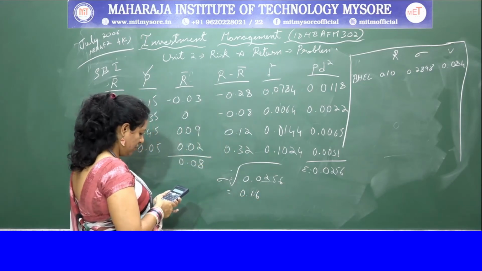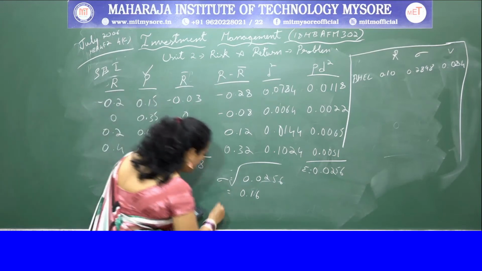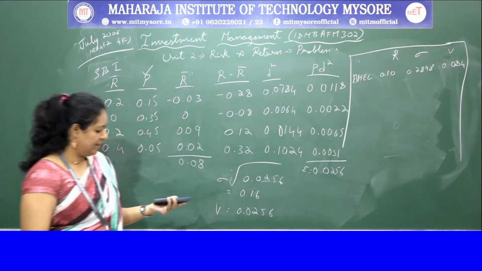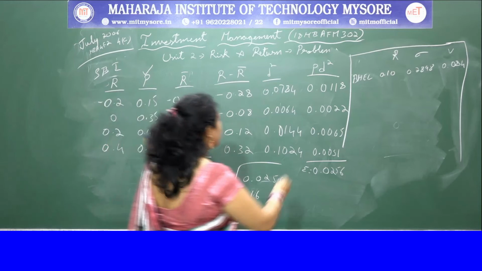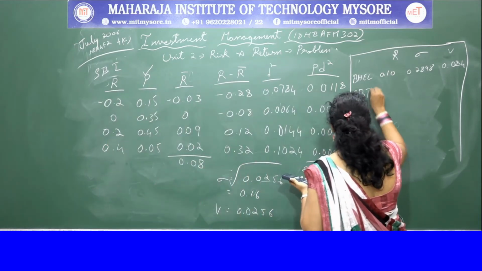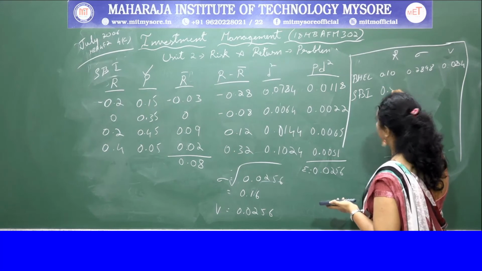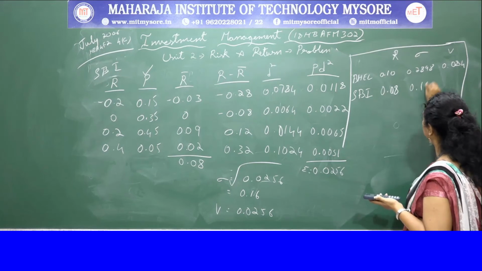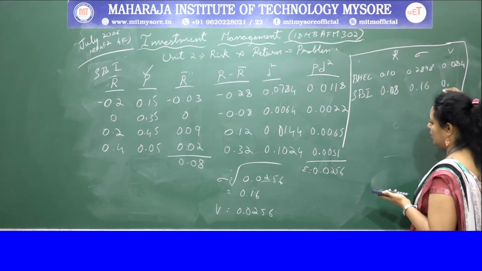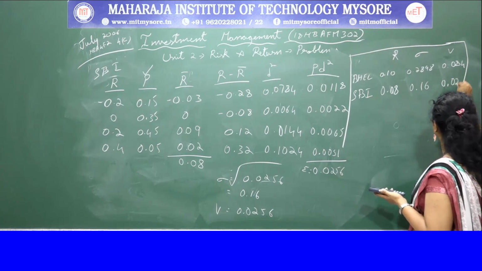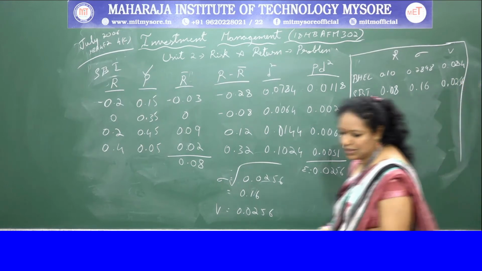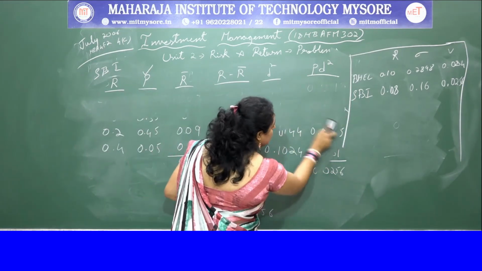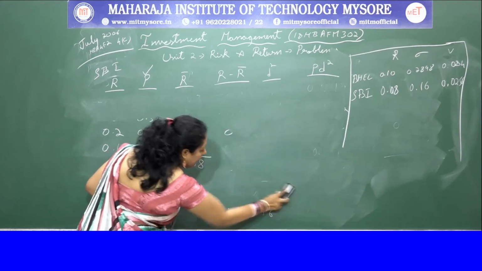0.16 into 0.16. You get the variance as 0.0256. So this is related to SBI. I write the answer of SBI here. That is 0.08. Standard deviation is 0.16 and variance is 0.0256. So this is done. Again, we move on to the next set of company in this.